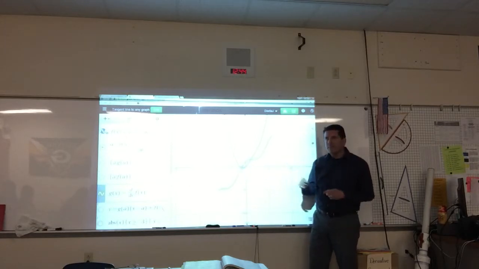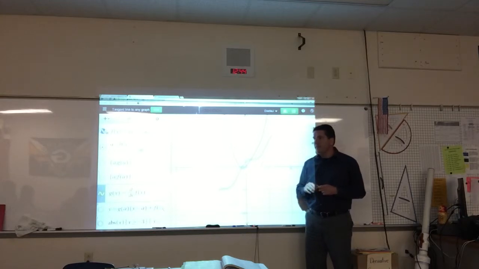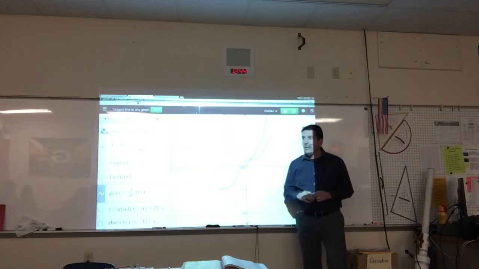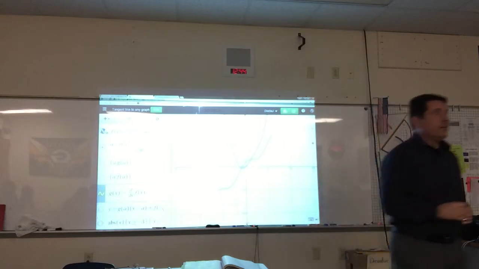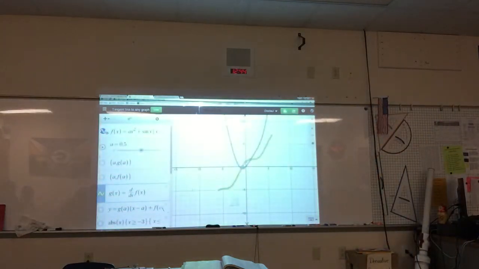So you can tell a lot about a function looking at its derivative, and that's the whole point of this. We know how to find a derivative now. Now the question is, what can we do with it? And so that's the first example. All right, let me give you another one. I'm going to modify this a little bit.